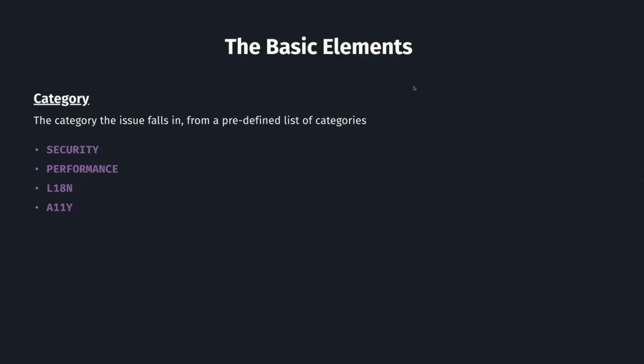And lastly would be the category. You can see the categories here are security, performance, localization, and accessibility. Okay, I think there's a typo, it's internationalization and accessibility. And we saw an example for each of these categories in the initial lint rules that we took a look at.